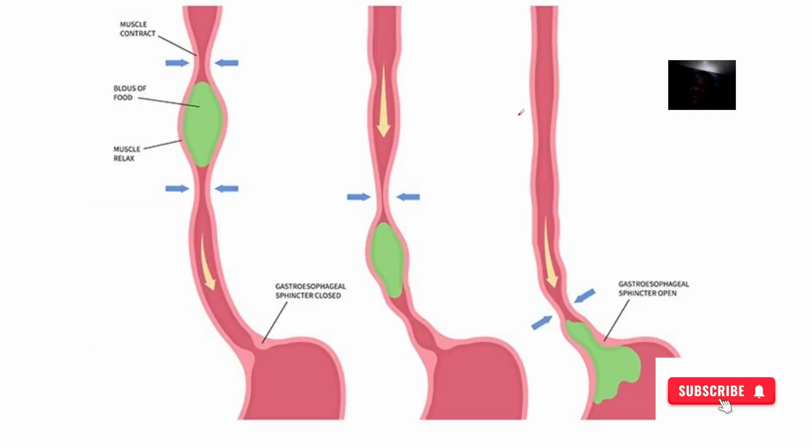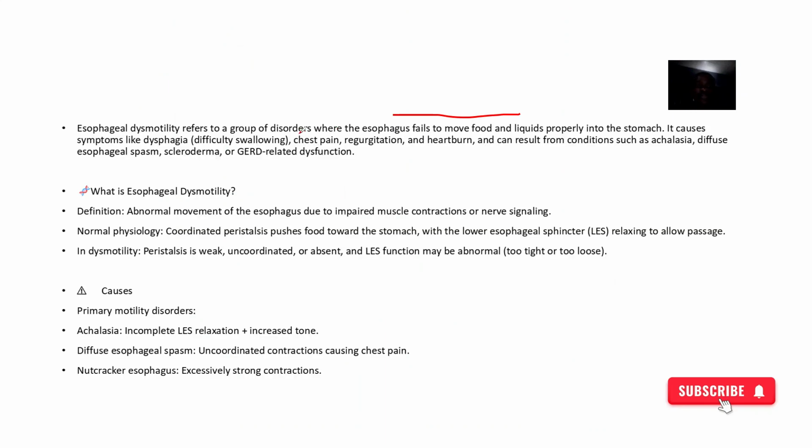So they are getting stuck, do you understand, and all of that. So it causes issues like difficulties in swallowing, chest pains, heartburn, and the rest of it. That's just the introduction. So the full definition is an abnormal movement of the esophagus due to impaired muscle contractions. So the problem could be in the muscles, the problem could be in the nerves.